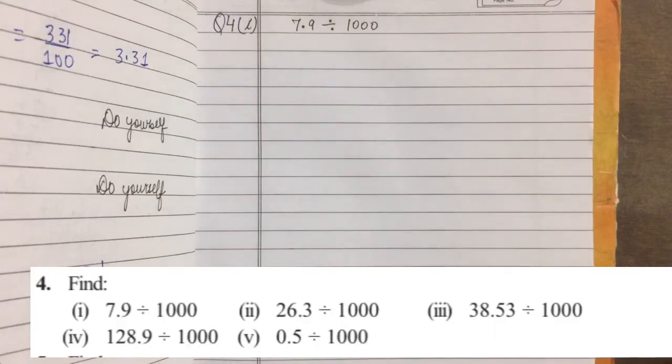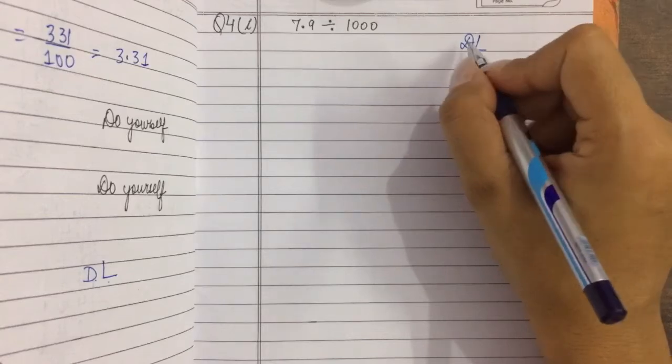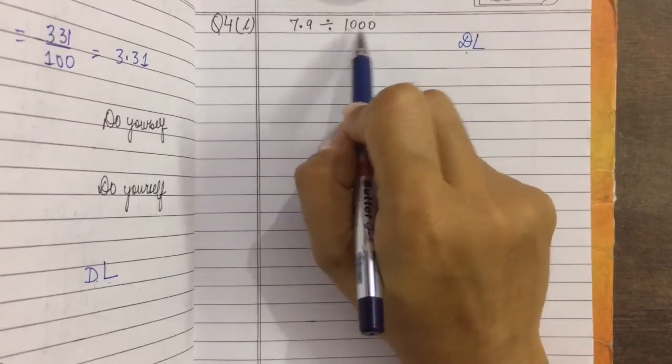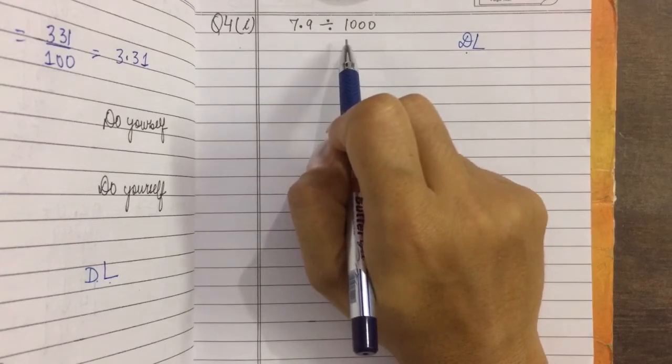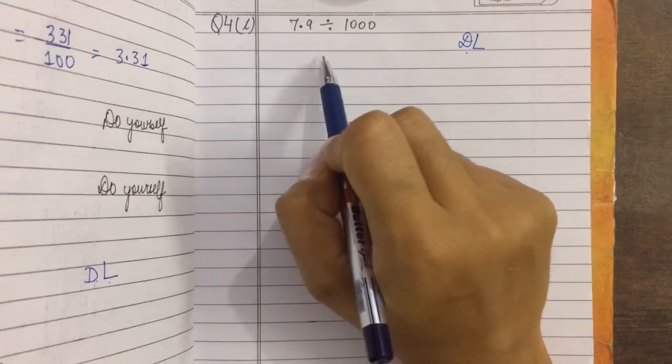Question number 4, we have division of a decimal number by 1000 in all parts. Again, I'm going to use my shortcut where I move the point to the left side. Since in question number 4 we have division by 1000 in all parts, in all the parts I'm going to move the point to the left side by 3 places.